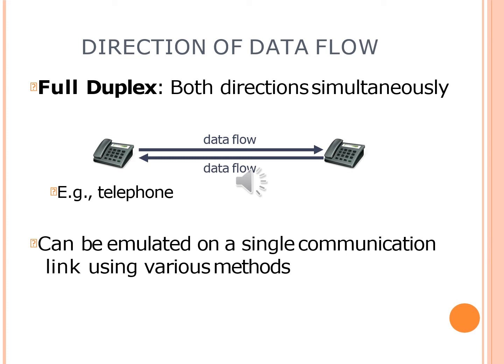It is not mandatory that only at one time the sender can send the data and the receiver can only receive the data. Here we are doing parallel communication. It means we have a sender and a receiver, and both are sharing the resources at a single time. The very best example of full duplex communication is the telephone, which can be emulated on a single communication link using various methods. As already specified from the pictures, this is how data flows in full duplex communication.